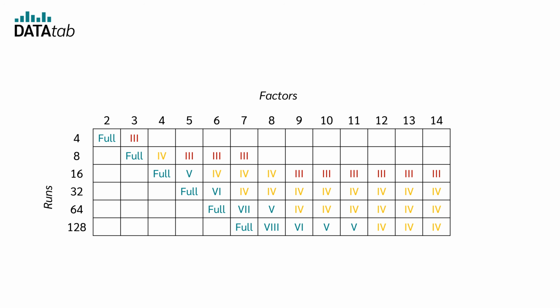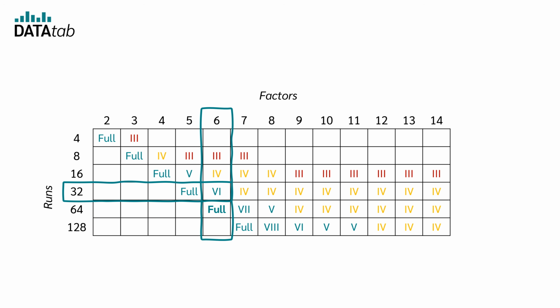3, 4, 5, and so on and so forth. Here on the diagonal, we see the full factorial designs. We'll go through what resolutions 3, 4, and 5 mean in a moment. For example, if we have 6 factors, we need at least 64 runs for a full factorial design.